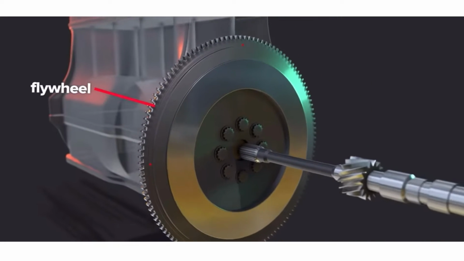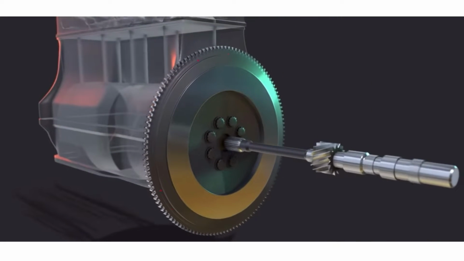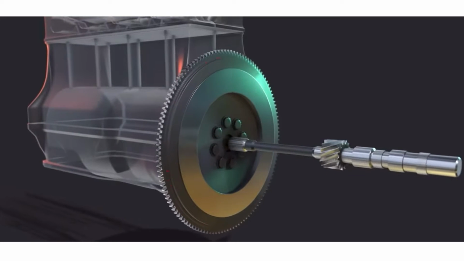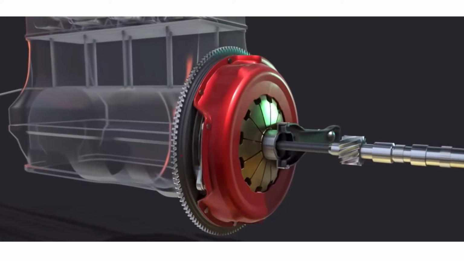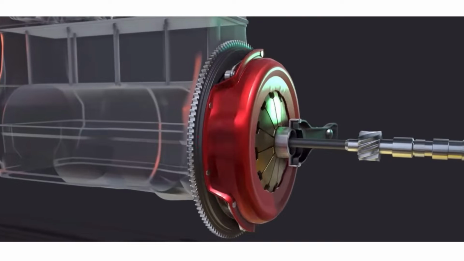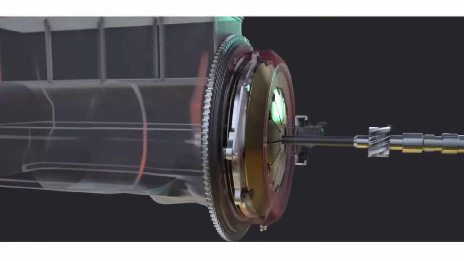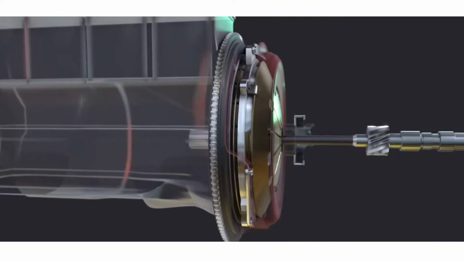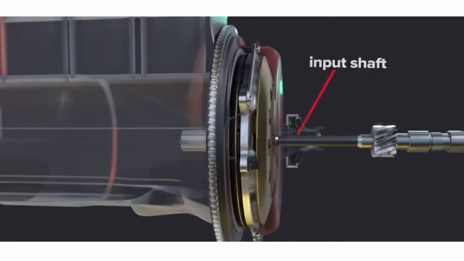It consists of a pressure plate, diaphragm spring, clutch disc, throwout bearing, and other smaller components. The clutch disc is a friction pad which is sandwiched between the flywheel and the pressure plate.